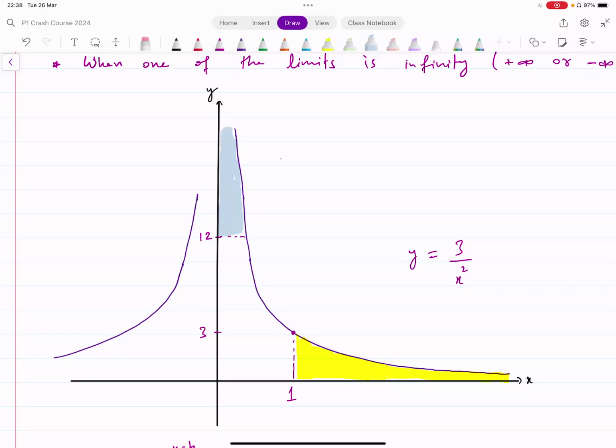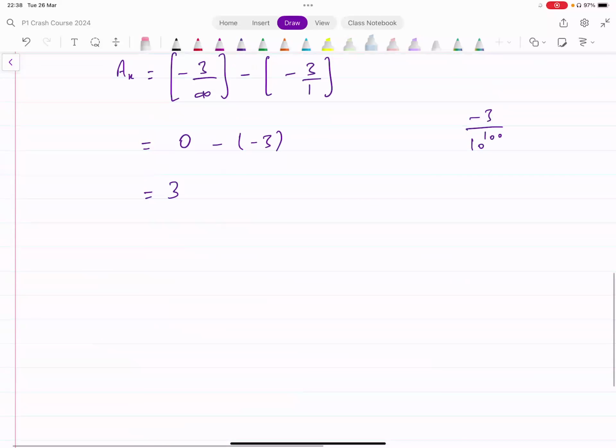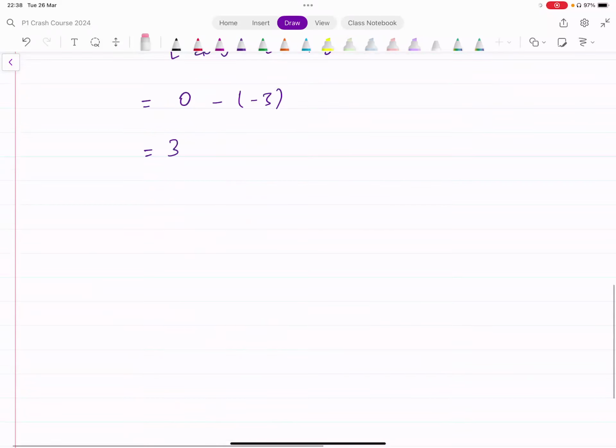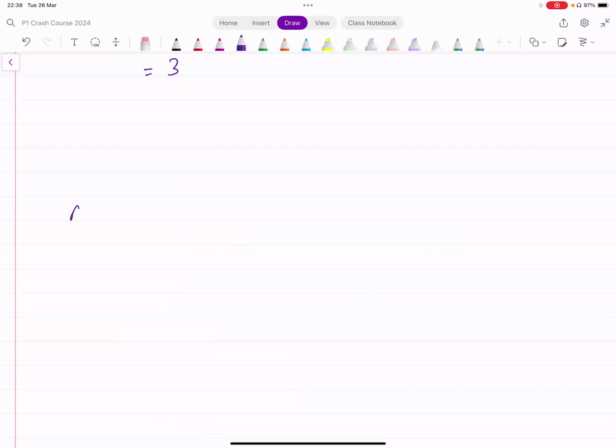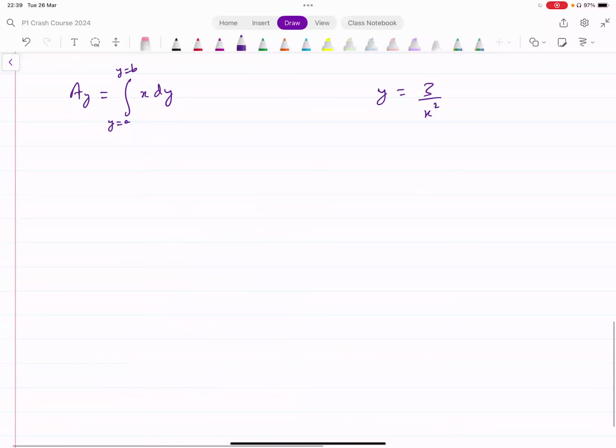Now, how do you find area between graph and y-axis? What's the formula for that? A equals integral of x with respect to y. Let's see what this turns out to be. So area between graph and y-axis, that's what you want to calculate now. This is given by integral of x with respect to y. Limits are going to be values of y here. y equals a to y equals b. And the function was y equals 3 over x squared. Right? Yeah, that's what the function is.